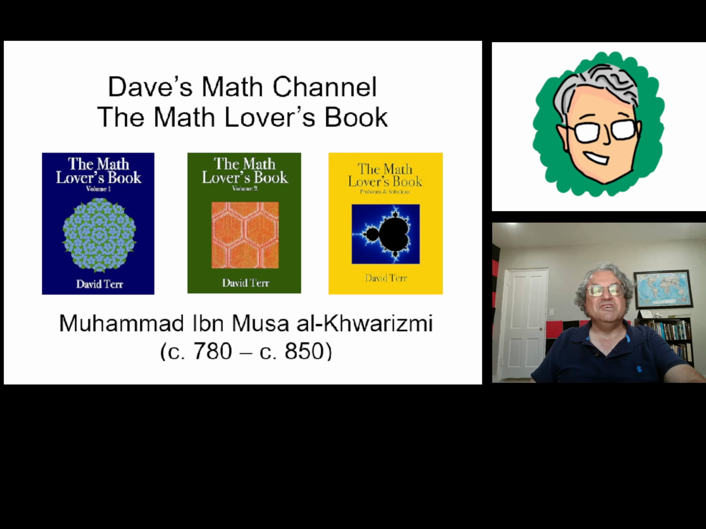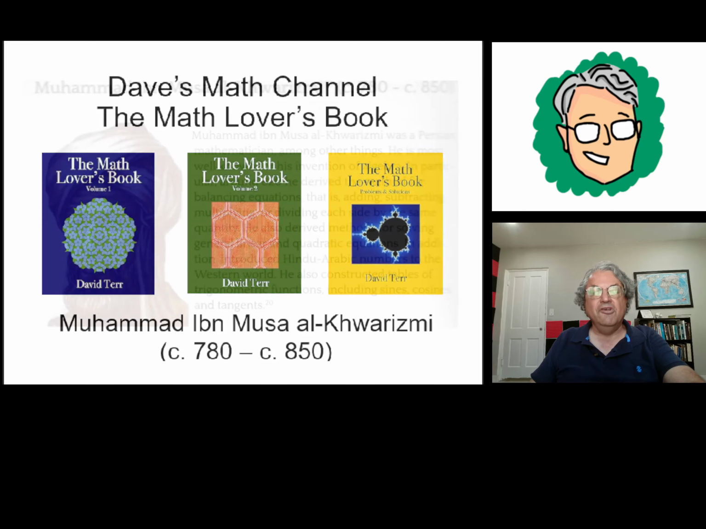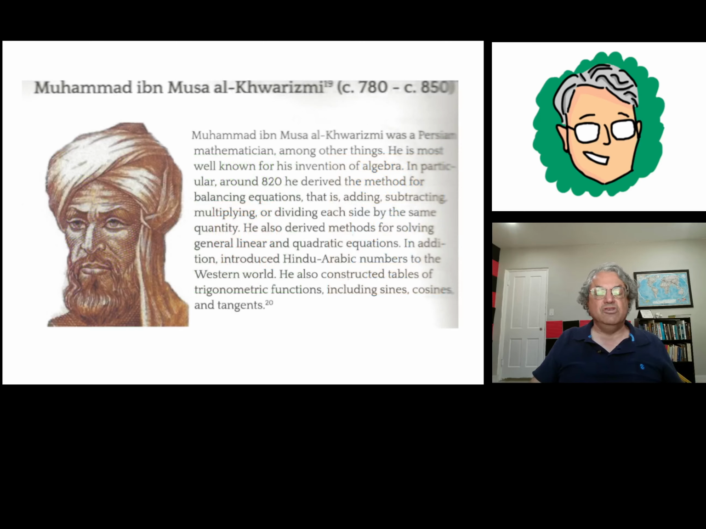Try saying that three times fast. Anyway, he lived from around 780 to 850 AD. I don't think we know the exact years, but he was Persian, and he's most well known for inventing algebra, at least algebra as we know it today.